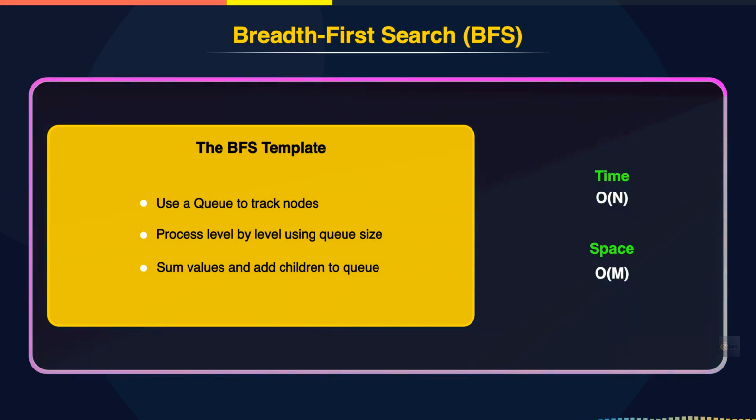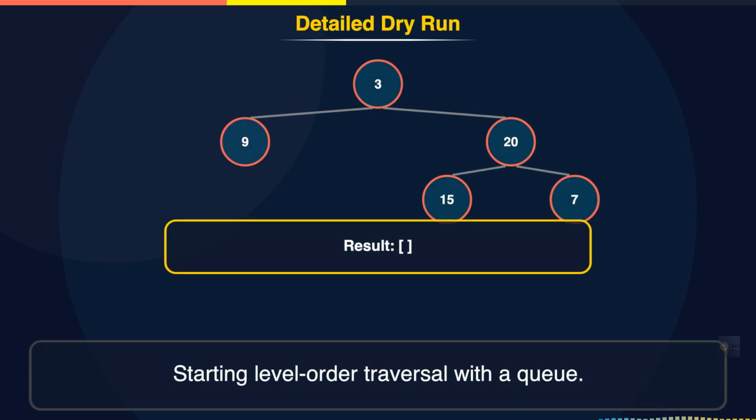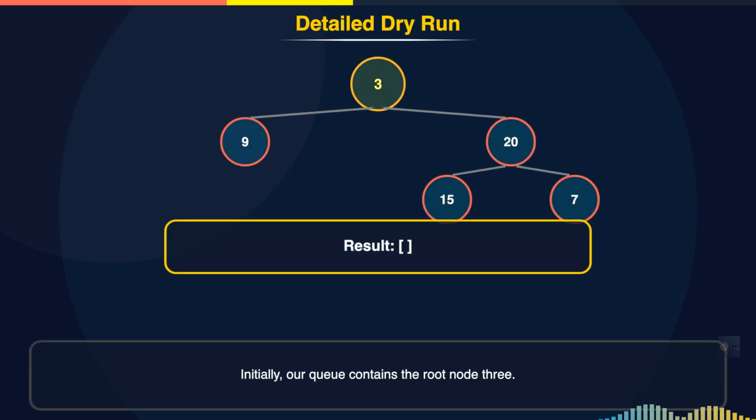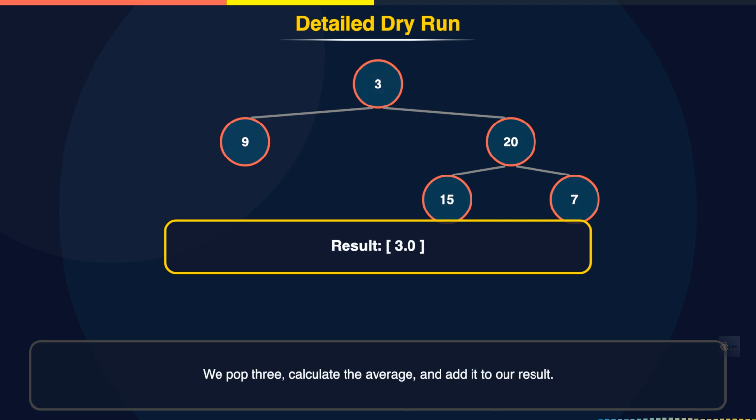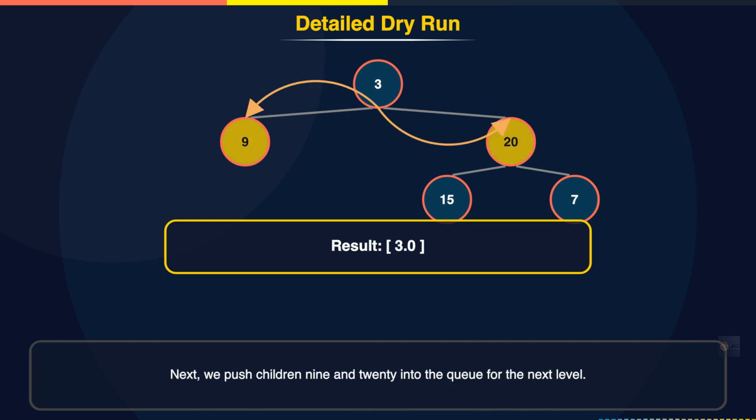Look at the tree. We have root 3, with children 9 and 20. 20 has children 15 and 7. Initially, our queue has node 3. Level size is 1. We pop 3, our sum is 3, and since 3 divided by 1 is 3, our first average is 3. We push children 9 and 20 into the queue.